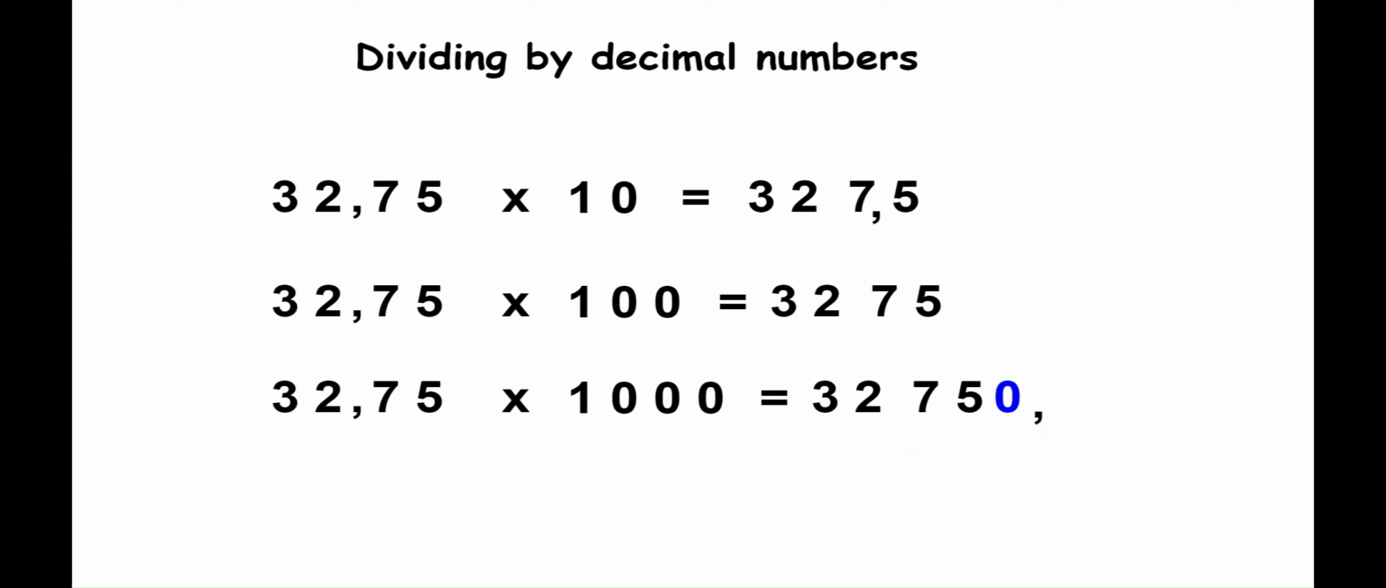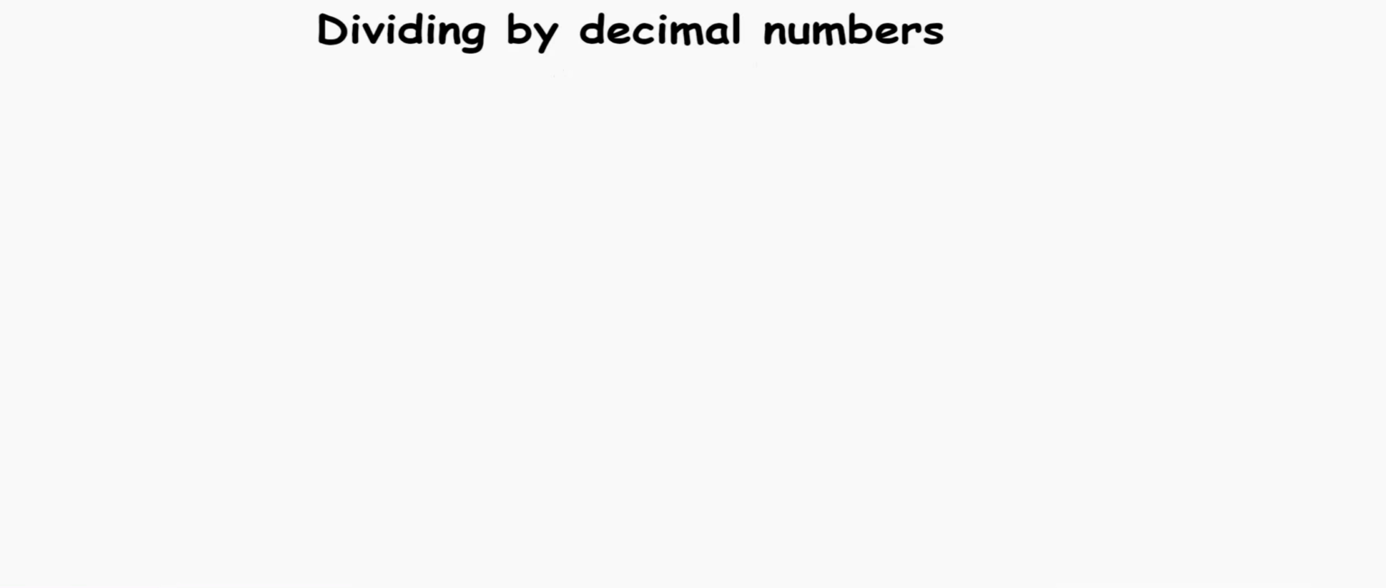This is because every single digit of our number has become 1,000 times more valuable. So moving our decimal three spaces to the right really means we've pushed each digit three spaces to the left. So now that we understand what happens when we multiply by 10, 100, or 1,000, let's divide by decimal numbers.